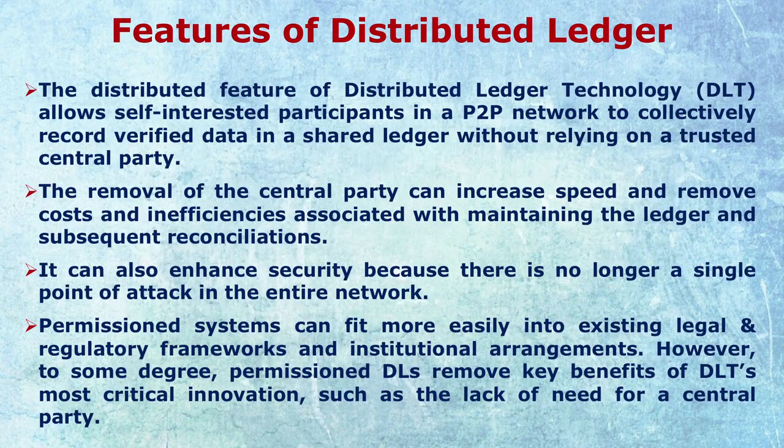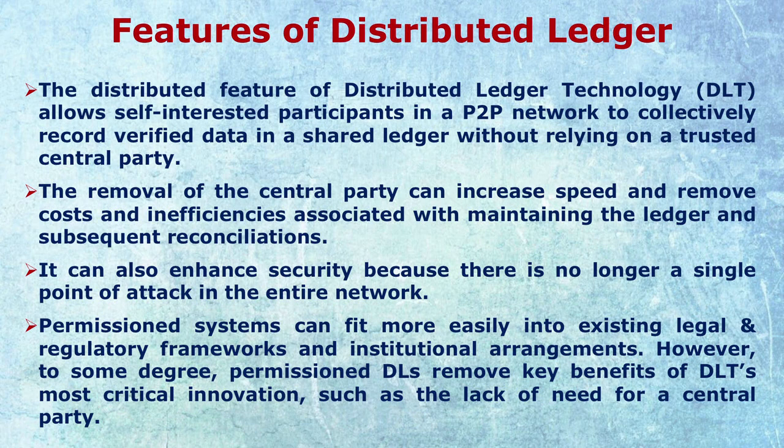Now, let us talk about the features of the distributed ledger, which is one of the most important components of blockchain technology. The distributed ledger technology, or DLT, allows self-interested participants in a P2P network to collectively record verified data in a shared ledger without relying on a trusted central party. The removal of the central party can increase speed and remove costs and inefficiencies associated with maintaining the ledger and subsequent reconciliations. It can also enhance security because there is no longer a single point of attack in the entire network.